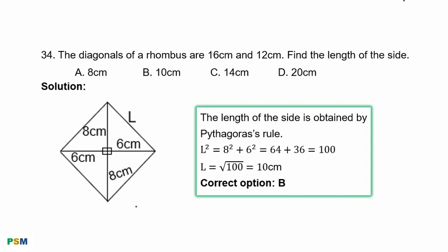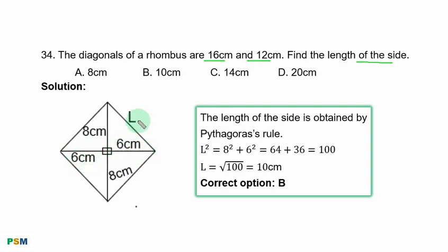Question 34. The diagonals of a rhombus are 16 cm and 12 cm. Find the length of the side. Solution. You have the rhombus. From here to here is diagonal 16. Half of it is 8. The other one is 12. Half of it is 6.